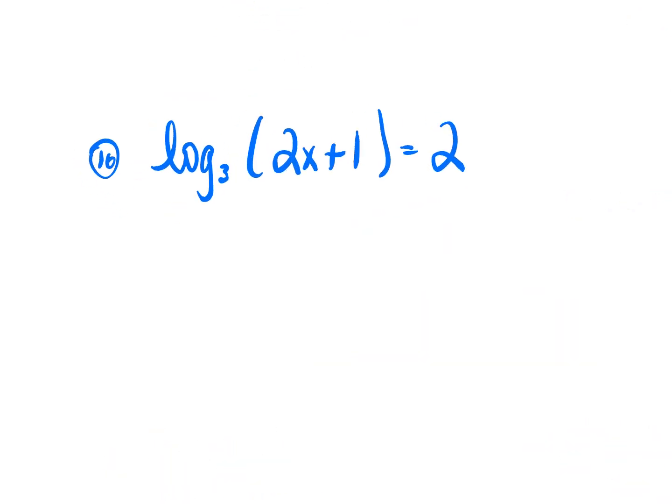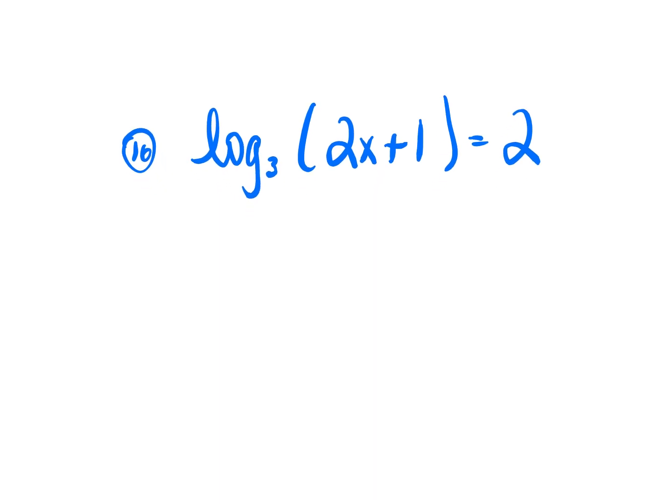All right, 16. So our log's already isolated. How do I get rid of the log? What's our base going to be? 3. So since 3 is the base of the log, we make the big base 3. So it cancels out. So we have 2x plus 1 is equal to 3 squared, which is 9.